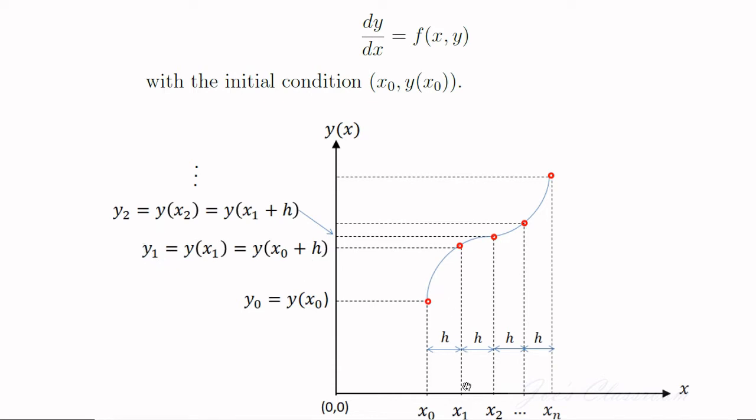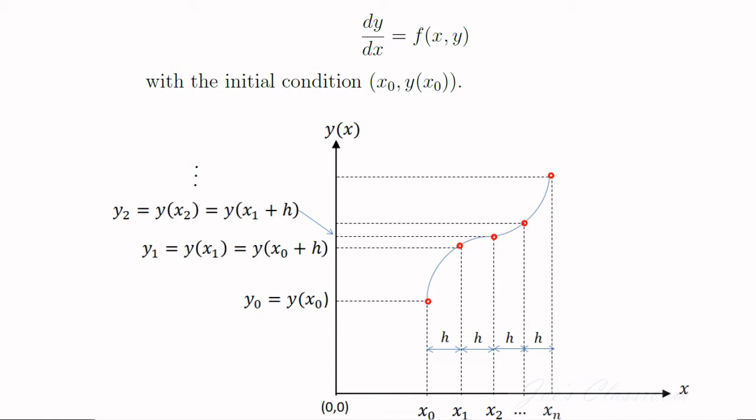Therefore, if x1 and y1 are known, then from x1, y1, we can find x2, y2 in the same way as we found x1, y1 from x0, y0. Similarly, we can move from one point to all the successive points, and we can get all the points on the curve, and thereby we can get the solution of the differential equation. There are a few numerical methods which give direct formulas to find these successive points on the curve. And these methods we call as explicit methods of integration.